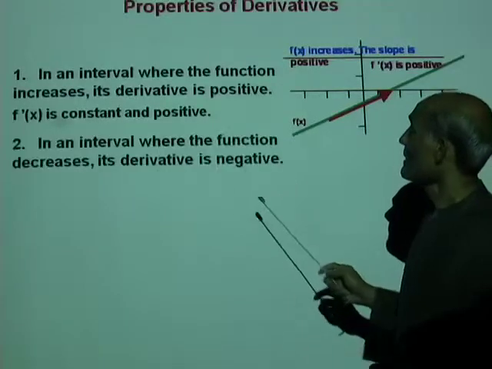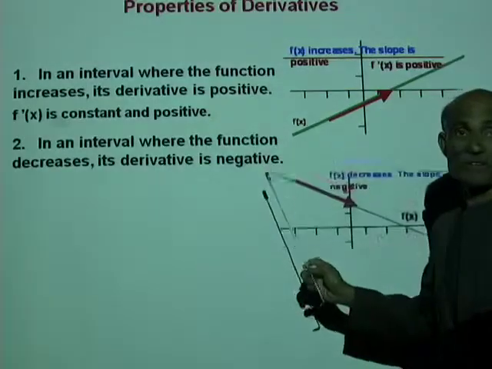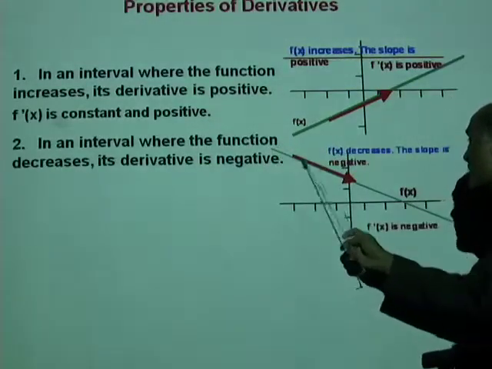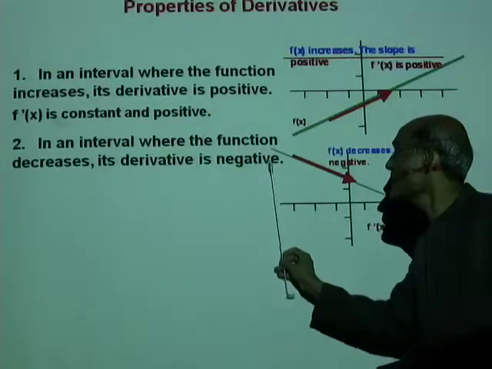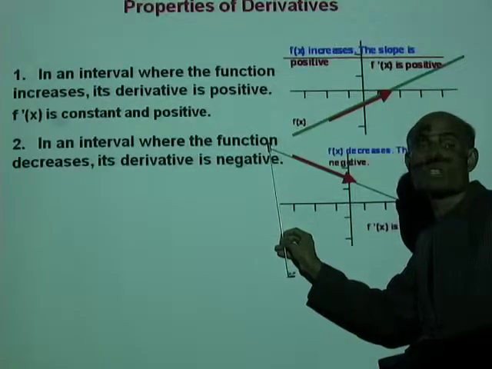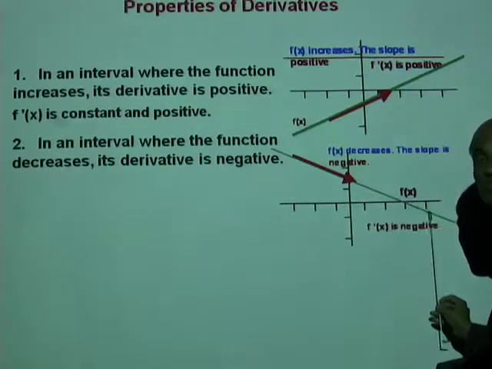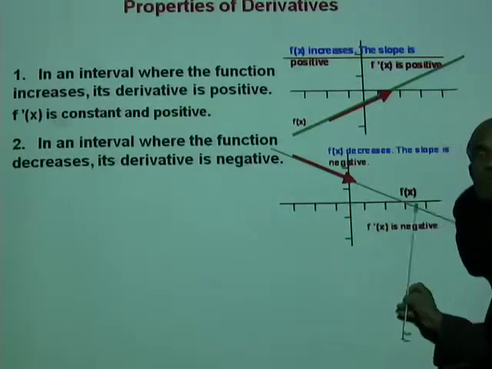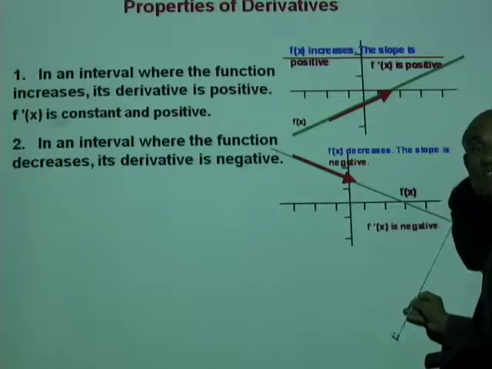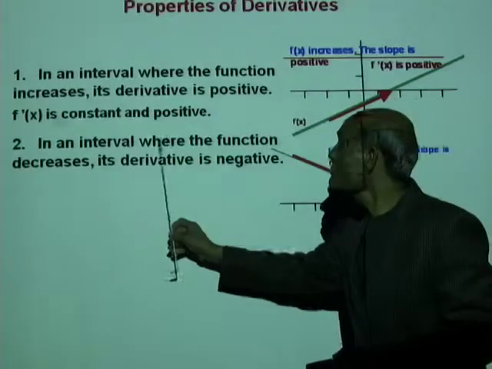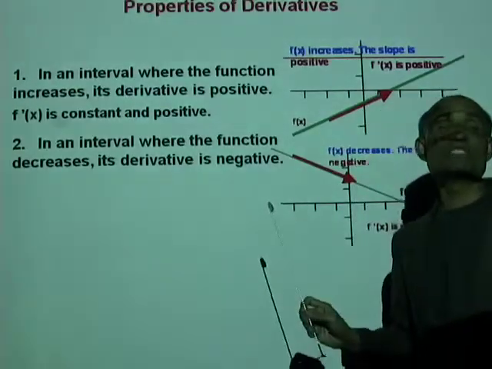That's right. In an interval where the function decreases, let's take the case of this function graph. This is the case of a function that is decreasing. For this x value, the function value is a large one. As x increases, the function decreases. So we call this a decreasing function. And the slope of such a line is negative. So in an interval where the function decreases, its derivative is negative.